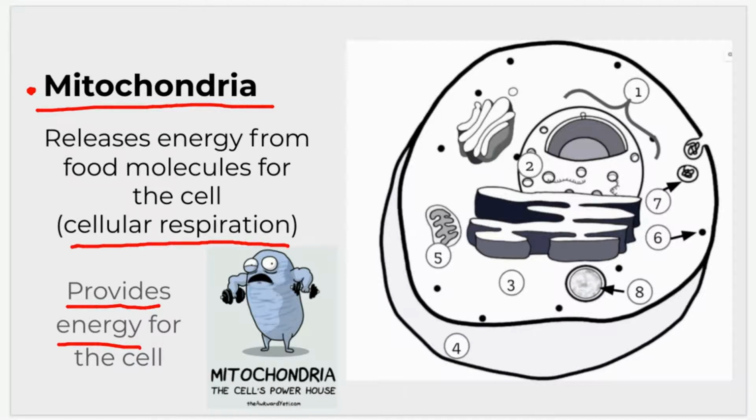What happens is your mitochondria are going to get food molecules brought into them from the rest of the cell or from the rest of the body. And when these little food molecules arrive, the mitochondria uses oxygen to help break them down and release energy from them. Then the cell can use that energy to power all the different things it has to do to keep a living organism alive.